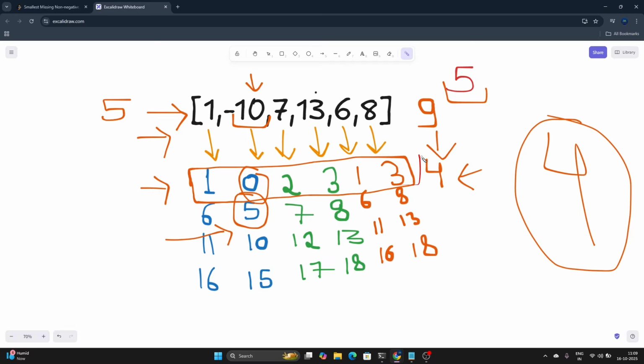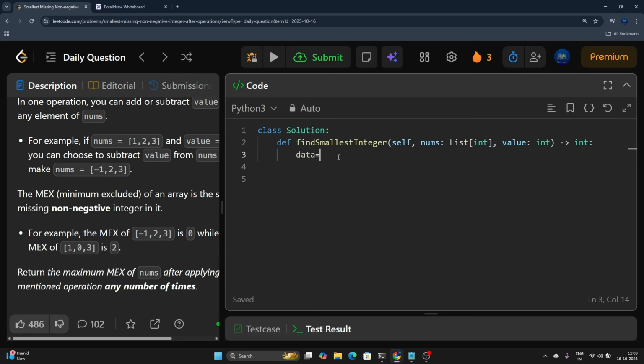We are going to find out the first row data, basically the mod values and their count. So we can say data is equal to a default dictionary. We are going to store our data in a hash map or a default dictionary in which every value is going to be defaulted to an integral value. By default, everything is going to be 0. Then we are going to run a simple loop in our data for n in nums. We can say the data of n mod value plus equal to 1. Now let's just print this data.